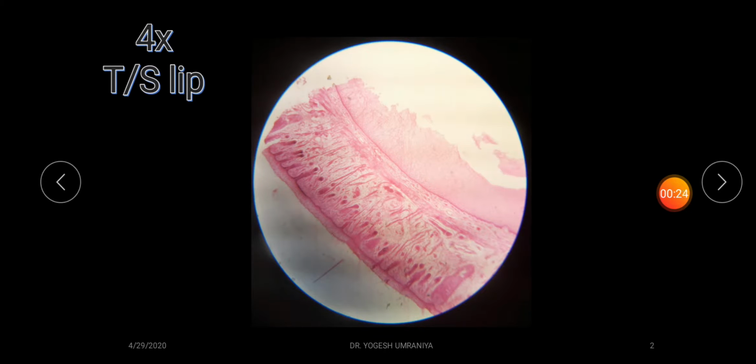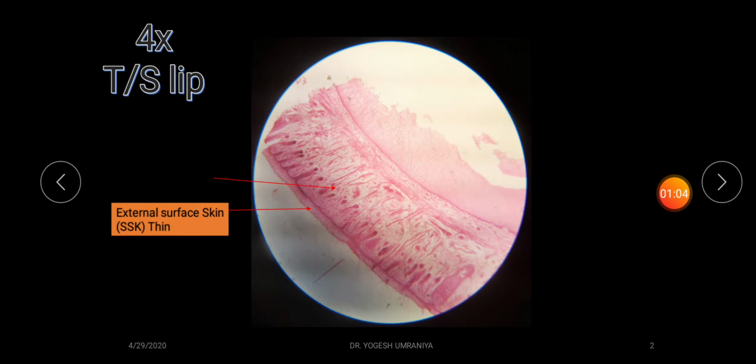So, this is the microscopic image of the transverse section of the lip under the 4x lens. First, this structure you can see at the bottom of this image. This is the external surface of the skin that is lined by the stratified squamous keratinized epithelium, and this layer is somewhat thin as compared to the inner surface of the lip.